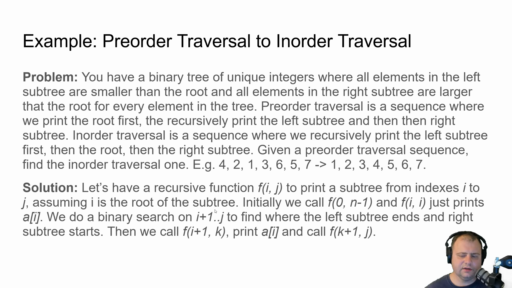And then you find some number k, so i+1 to k is the left subtree, and k+1 to j is the right subtree. Then you call f(i+1, k), then print a[i], and then call f(k+1, j). And that's gonna solve the problem.